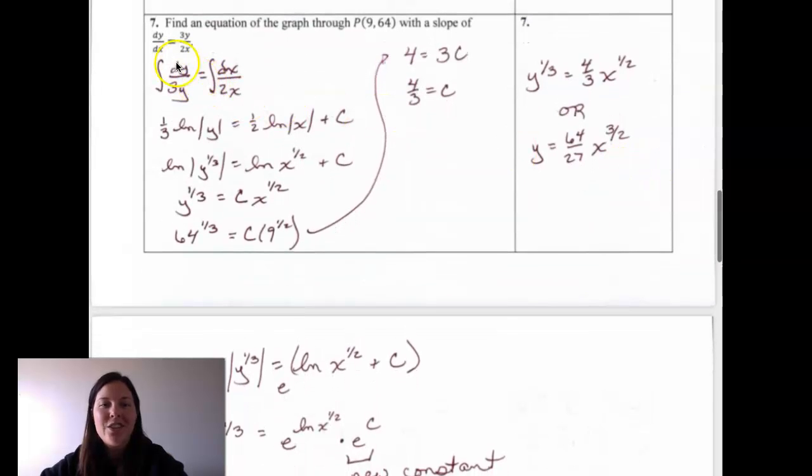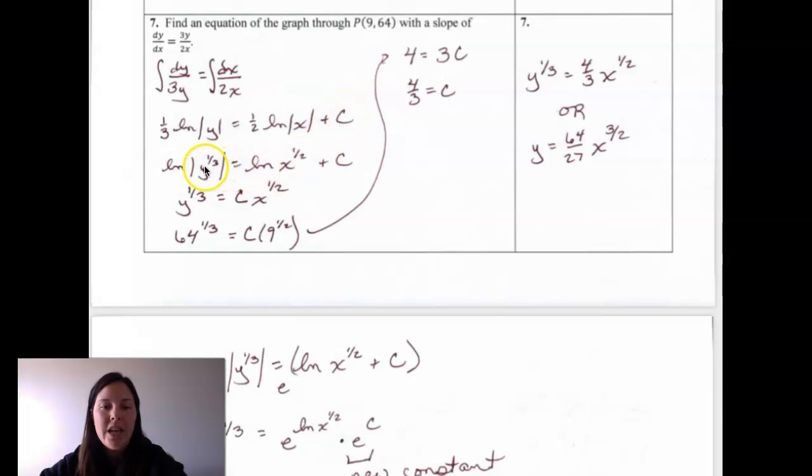Question number 7, another differential equation with a particular solution. Start by separating the variables, dividing by 3y and multiplying by dx. So when we integrate with the variable in the denominator, that does give us natural log. So I left that 1/3 and the 1/2 as a coefficient. Notice when I got natural log, I put absolute values around both of my variables. And then we've got our plus c, which we will solve for.